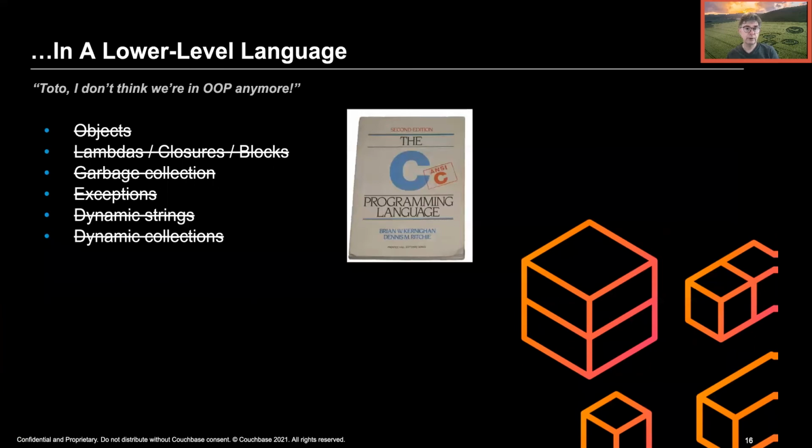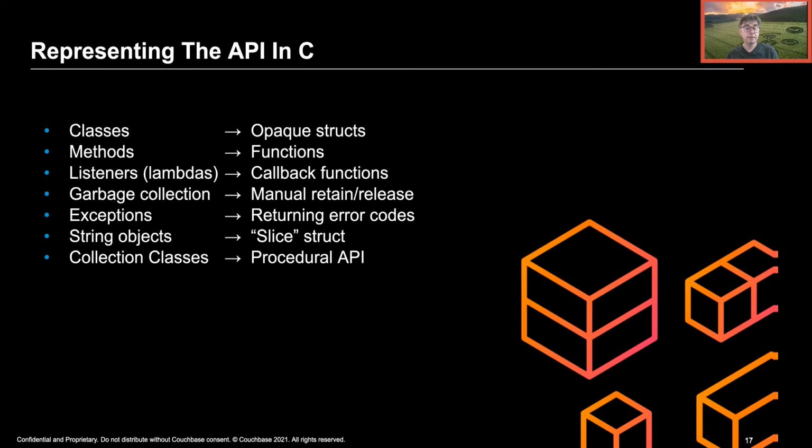So the language now, of course, is quite a bit different. C doesn't have objects, it doesn't have closures, there's no garbage collector, it doesn't have exceptions, et cetera, et cetera. So we had to make some changes in the presentation of the API. So we are using opaque structs to take the place of classes, functions, of course, for methods, callbacks. You have to do your own retain and release to manage the lifetime of some of the objects. You have to check error codes. We have a different string type than you may be used to. And we have a procedural API for dealing with collections like arrays and dictionaries. And I'm going to dive a bit into each of these in turn.